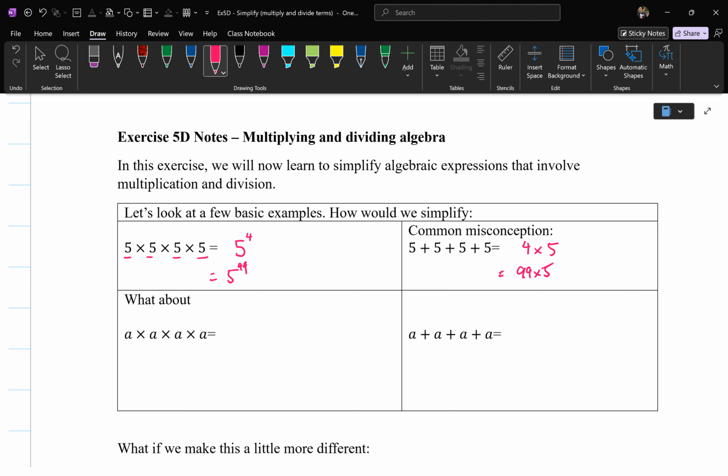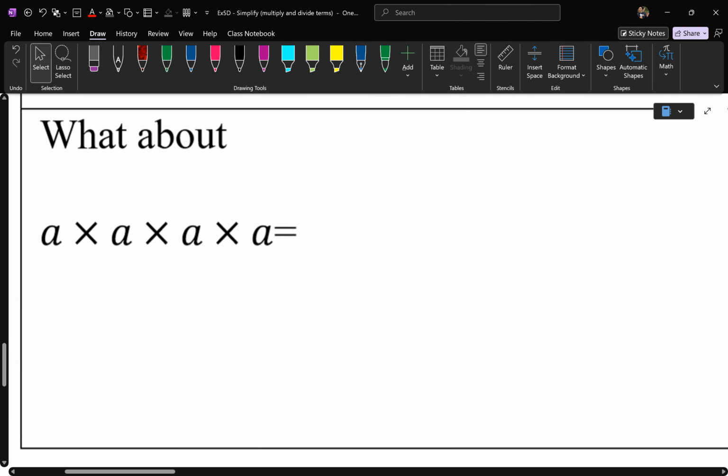So 99 times 5 represents 5 plus 5, 99 times, versus 5 to the power of 99, which means you multiply it 99 times: 5 times 5 times 5 times 5 times 5. The numbers don't seem to faze students. It's the next one. This is where the confusion comes in.